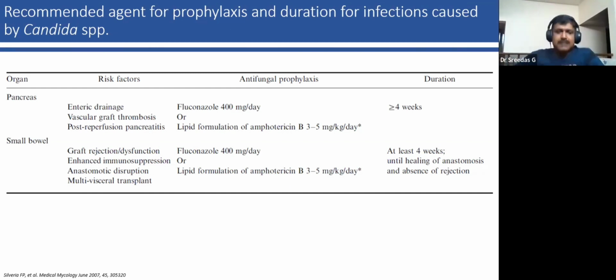Now, coming to prophylaxis, because this is an infection that has high mortality, especially in abdominal transplantation, in pancreatic transplantation with the risk factors of enteric drainage, vascular graft, or post-perfusion pancreatitis. For Candida, prophylaxis with fluconazole or liposomal amphotericin B is recommended for more than 4 weeks, and in small bowel transplantation with these risk factors, fluconazole or amphotericin B is recommended for at least 4 weeks.